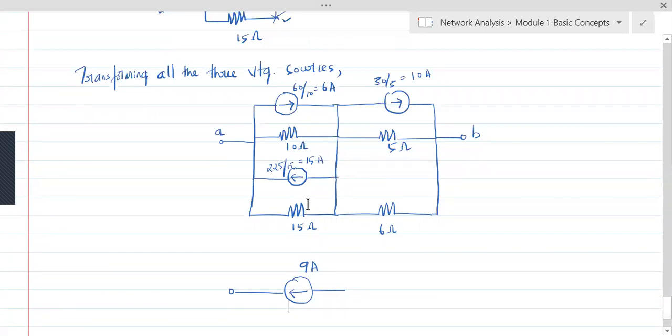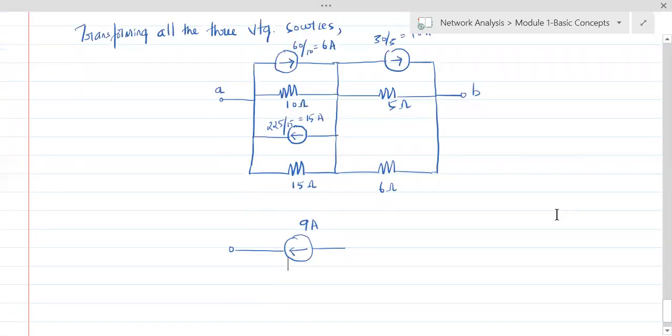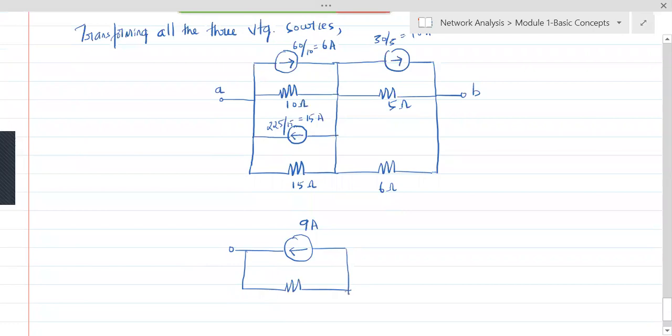Okay. Then it is 10 parallel 15. What is 10 parallel 15? 150 divided by 25. Okay. So this is 10 parallel 15. Let me write that. Okay. So this is how this would reduce to. So this is 10 parallel 15, and 10 parallel 15 is 6 ohms.